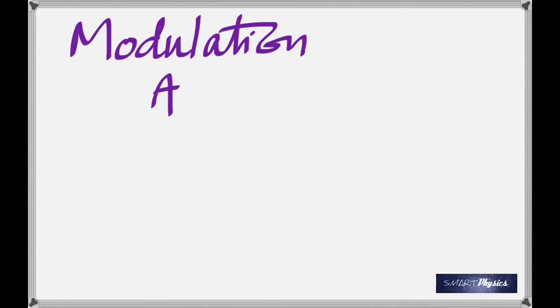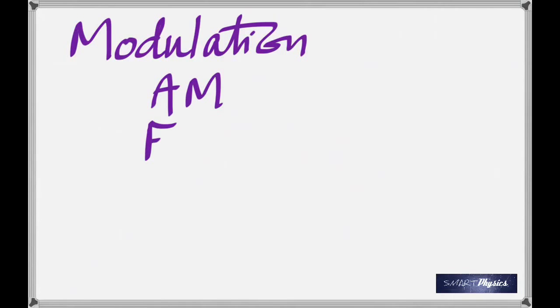Now, in order to transmit audio or video signals, you need to modulate them. Modulation is the process of mixing the required signal with a high frequency carrier wave produced by an oscillator. And there are 3 types of modulation: amplitude modulation, frequency modulation, and phase modulation.